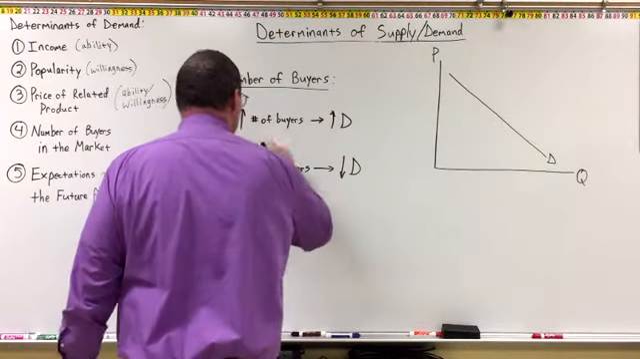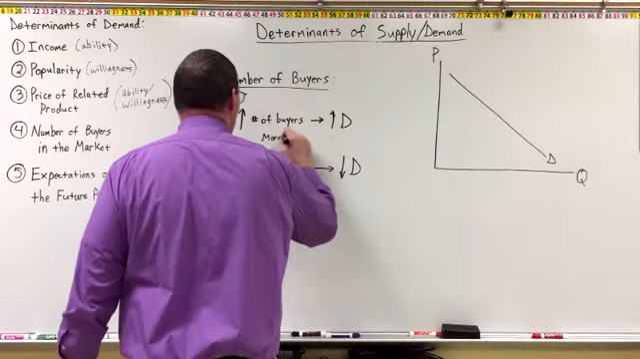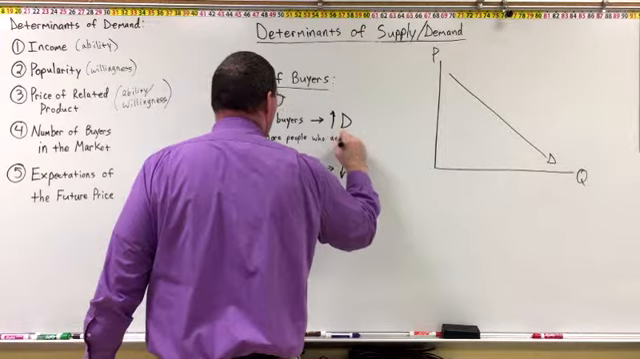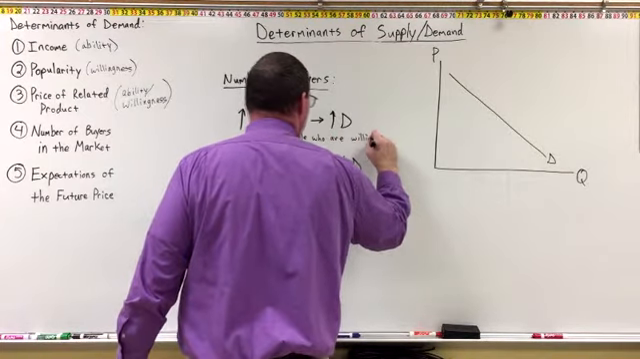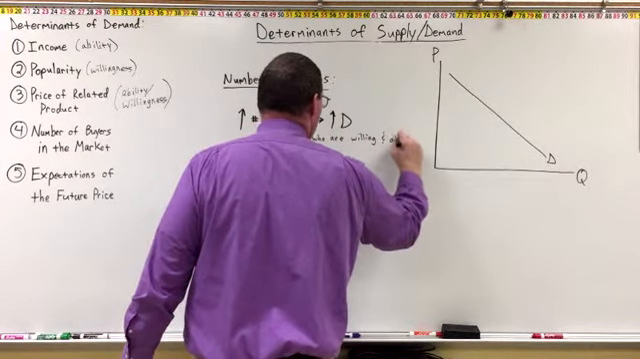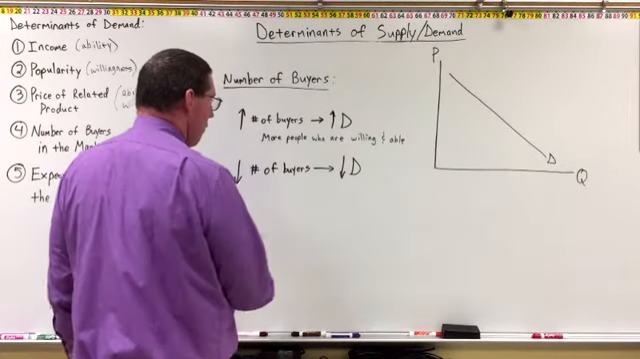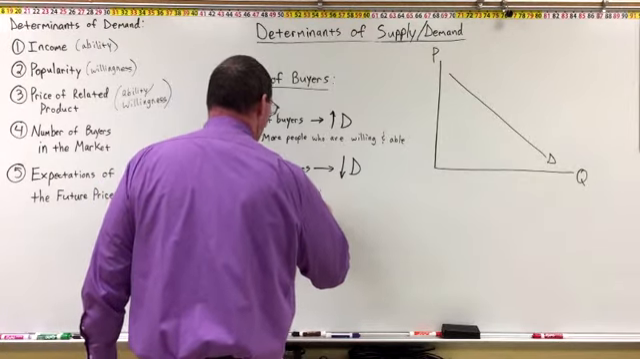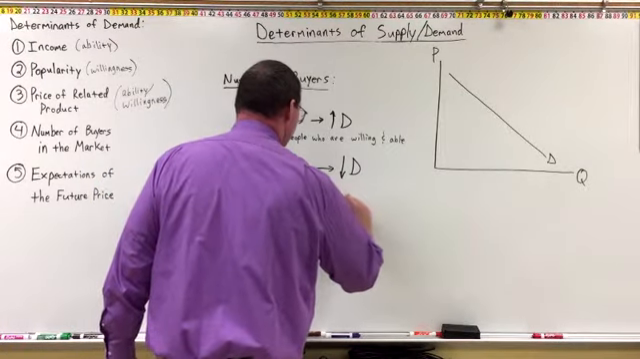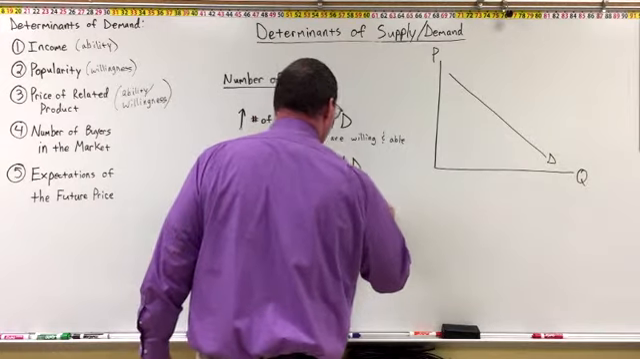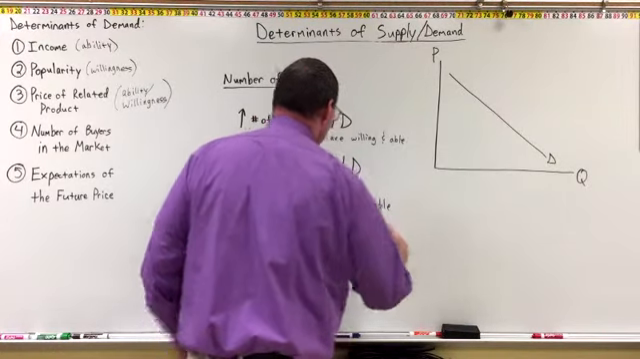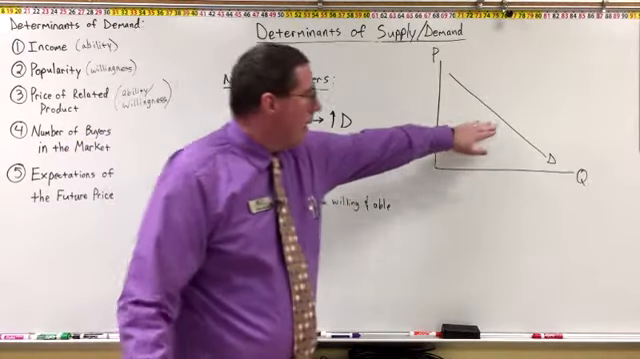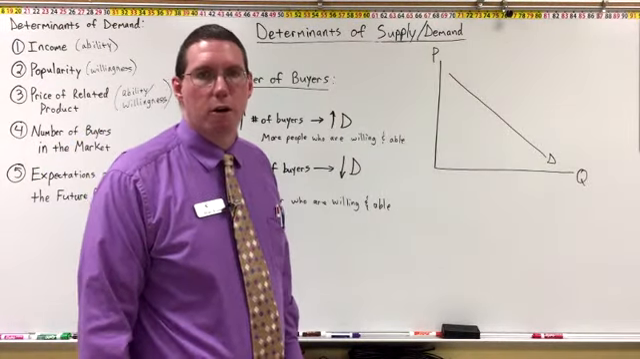Here's the key. When there are more buyers, there are more people who are willing and able to buy. And when there are fewer buyers in the market, there are fewer who are willing and able. And so the fact that there are fewer people who are willing and able to buy naturally is going to result in a decrease in demand and a leftward shift of the demand curve.